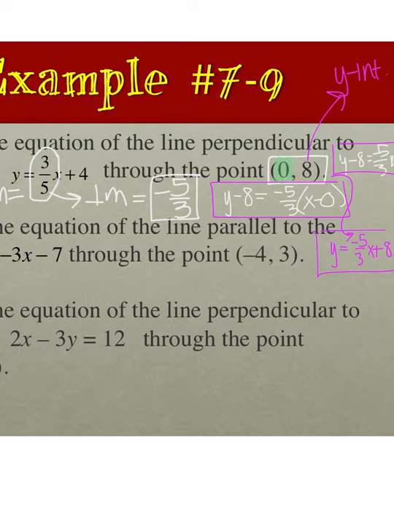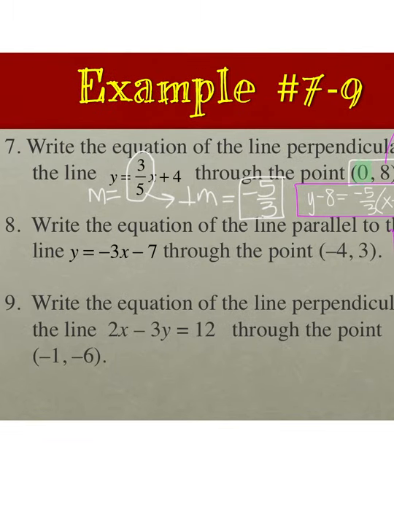Okay, for example 8, we are now going to be writing an equation of a line that's parallel to y equals -3x minus 7 through the point (-4, 3). Remember, we need two things to write the equation of any line. We need its slope and we need a point. If our line is parallel to this line, then the slope of our line is also -3, because parallel lines have the same slope. The point that our line goes through is (-4, 3).